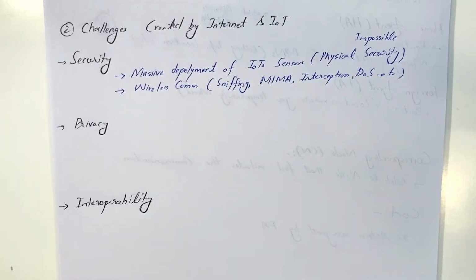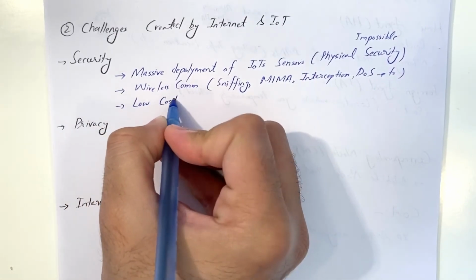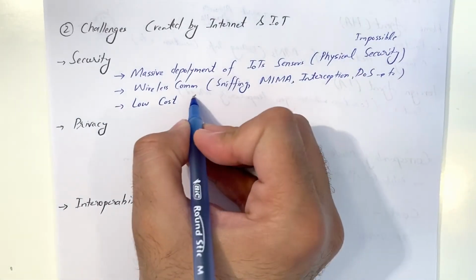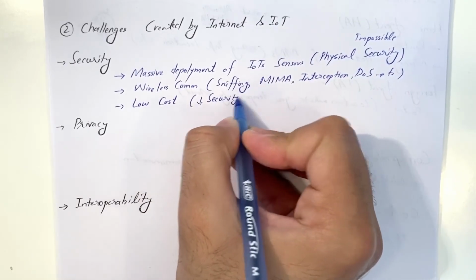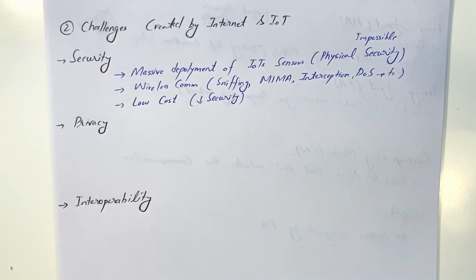And why can we not easily overcome or avoid them? Because of the low cost. The challenge is that we need to come up with low cost IoT sensors, and security comes with cost. So if you decrease the cost, automatically we are compromising security. These are the three main problems: no physical security, wireless communication, and we cannot use typical cryptographic algorithms because of the low cost.